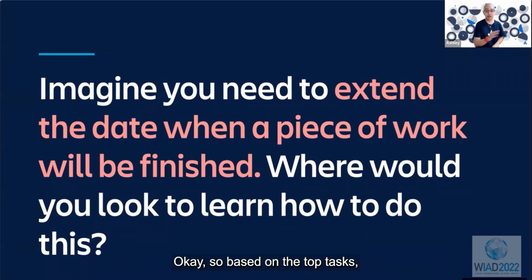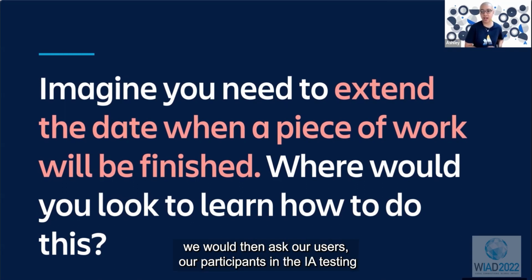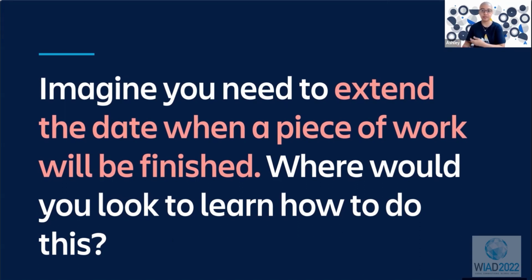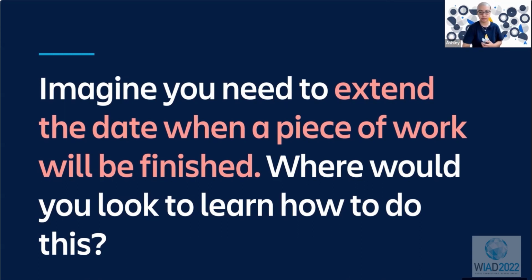Okay, so based on the top tasks, we then wrote scenarios in the form of questions. These questions we would then ask our users, our participants in the IA testing. And for each question, we indicated the correct page that we hoped users would land on. This is essentially the page that contains the information for each of those scenarios, each of those questions.